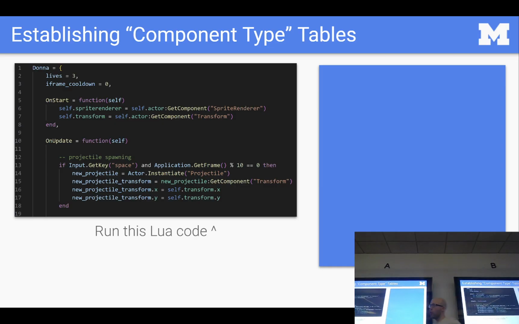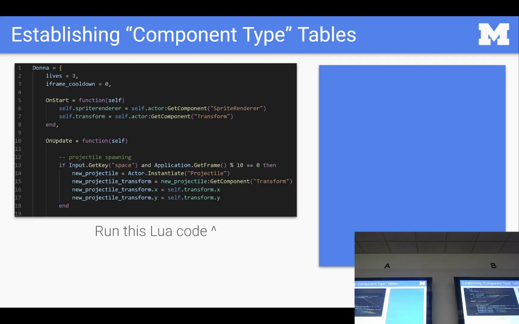Well, we want to run this Lua code. Why? Because when we run this Lua code, it's going to create that Donna table. Donna is going to be a table in our global Lua space, which means we can use it. We can reference it. We can mess with it. You don't want to do that, though. And so we're going to run this code.